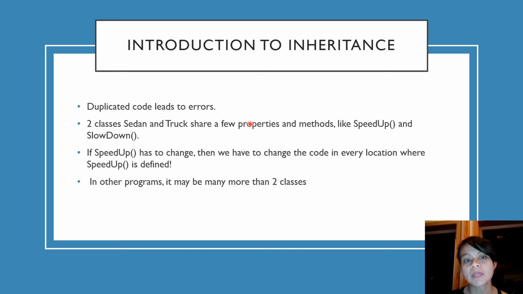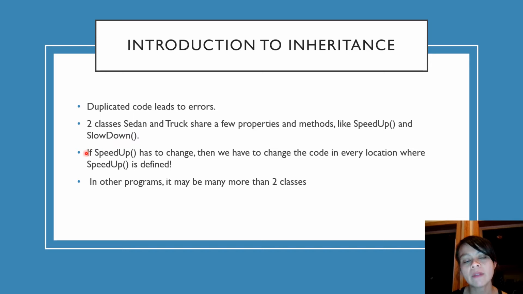We know that duplicated code can lead to errors. There's more room for error. So let's say we have two classes, one class for sedan and one class for truck. These two classes share a few properties and methods, let's say methods like speed up and slow down.